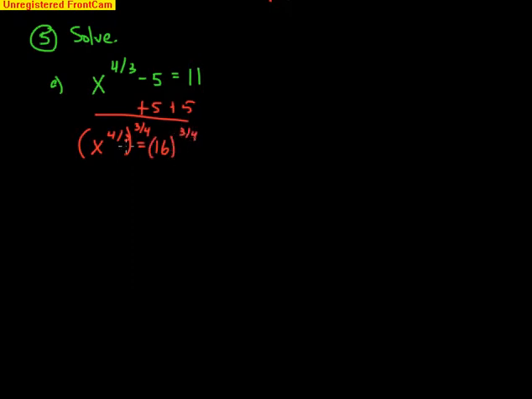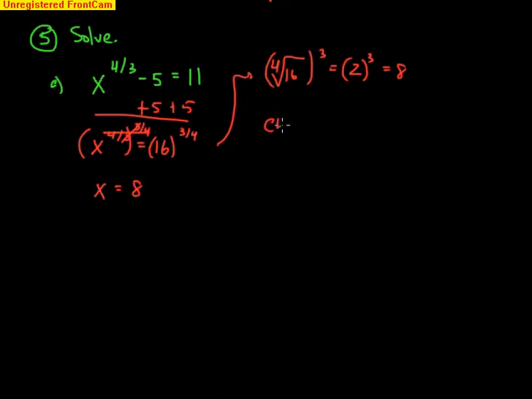And we do the same thing over here. The 3/4 cancels with the 4/3, leaving you with x. And I will do this on the side. 16 to the 3/4 is the 4th root of 16 cubed. The 4th root of 16, 16 is 2 to the 4th. So it's 2 cubed. And 2 cubed is 8. So there's my supposed answer.